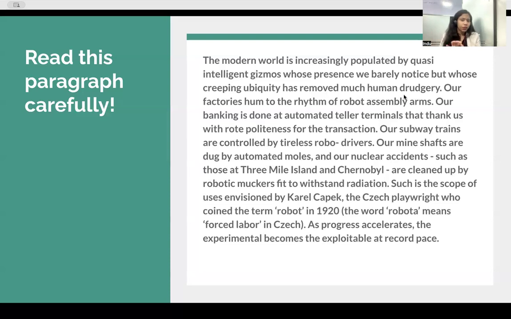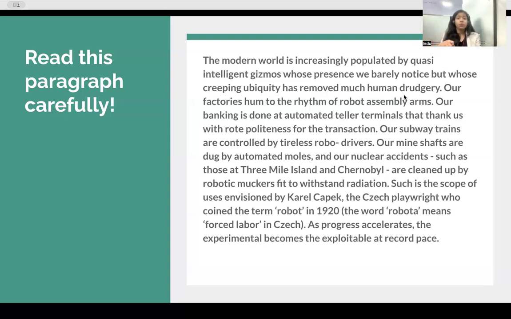Whose creeping ubiquity. Creep is like crawl, in a manner that is a little bit scary or sometimes unnoticeable. Whose creeping ubiquity has removed much human tragedy. Human tragedy means like the fear of something being difficult. So we feel like my difficulty has been removed or reduced because of something that is all around me, but I don't notice it. We don't know what quasi-intelligent gizmos mean yet, so we will read ahead.